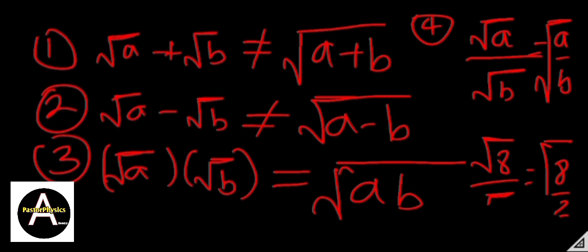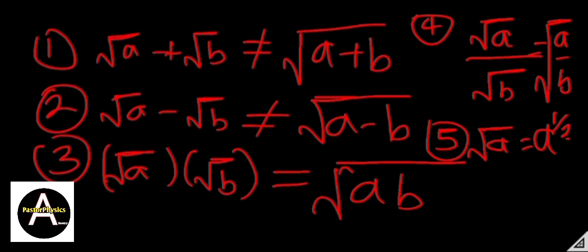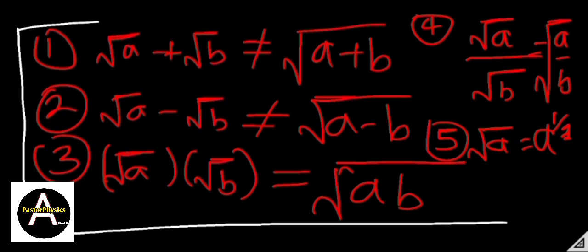Now let us go to the last rule of SURD. That is the exponential relationship with SURD, and that is number 5. The rule states that the SURD of A, that is the root of A, is the same thing as A raised to the power 1 over 2. The root of A is the same thing as saying A raised to the power 1 over 2. Please make sure you write those things down. It's very, very important.